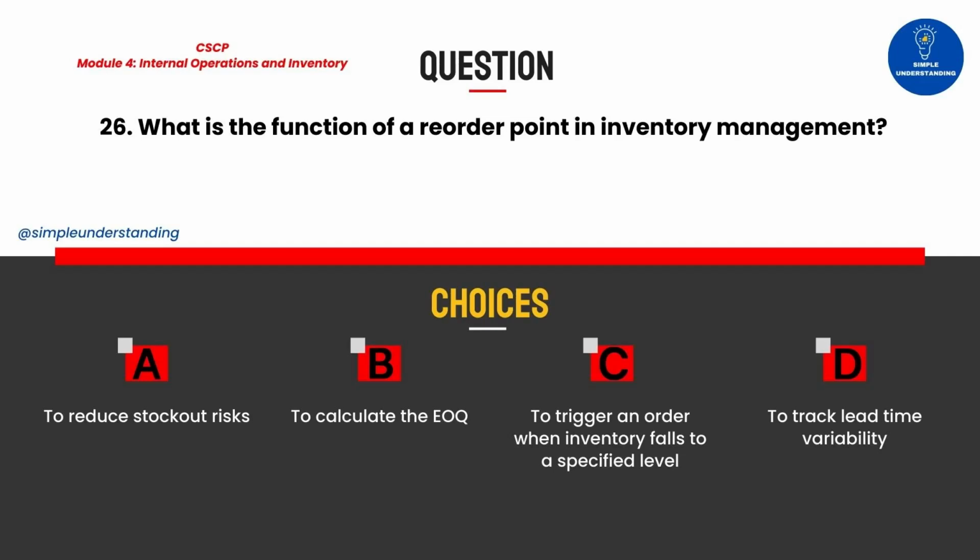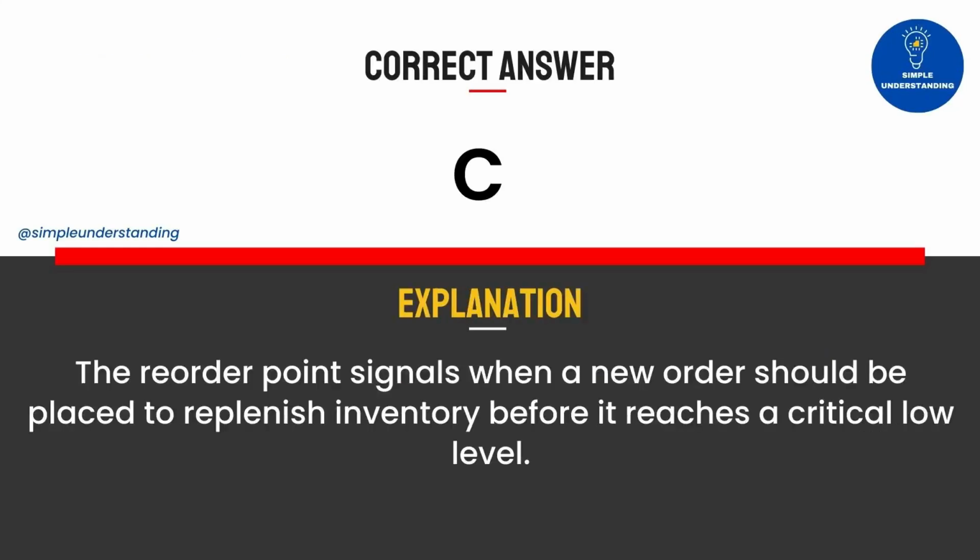26. What is the function of a reorder point in inventory management? A. To reduce stockout risks. B. To calculate the EOQ. C. To trigger an order when inventory falls to a specified level. D. To track lead time variability. Correct answer: C. Explanation: the reorder point signals when a new order should be placed to replenish inventory before it reaches a critical low level.